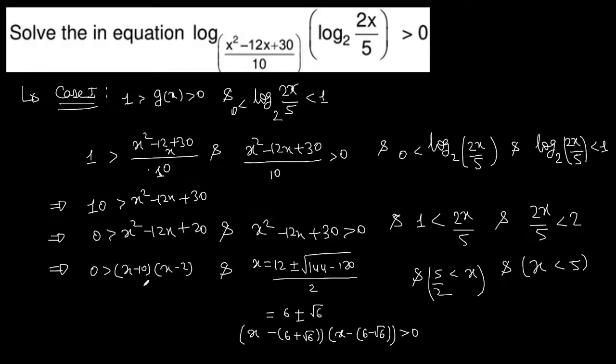Okay, so from here we are trying to find something. We'll get x belongs to minus infinity to 2 union 10 to infinity. x belongs to minus infinity to 6 minus root 6 union 6 plus root 6 to infinity.